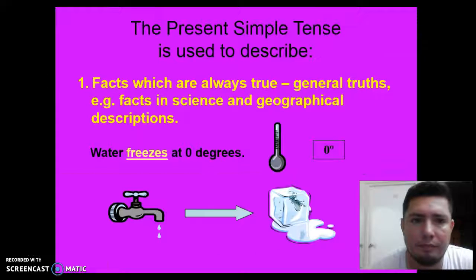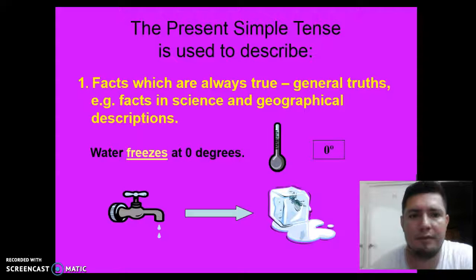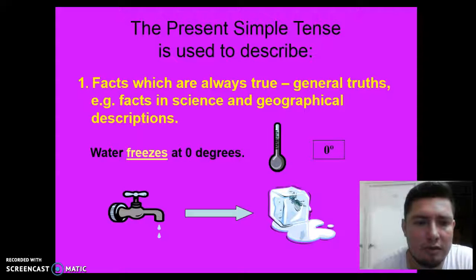Okay, the present simple tense. There are some facts, like the example, facts in science and geographical descriptions. The teacher could be clearer and show them some pictures about these examples, like water freezes at 0 degrees.